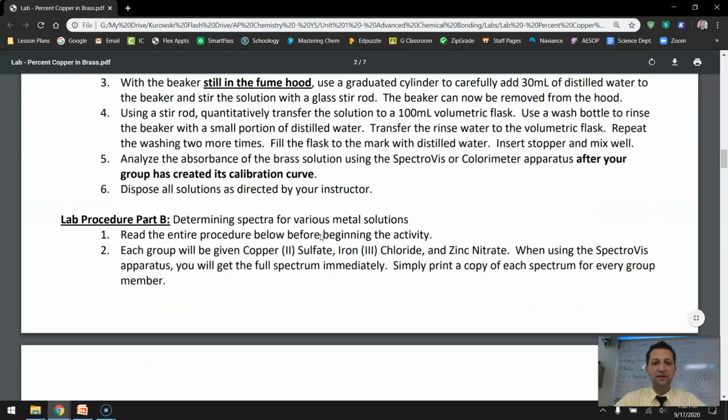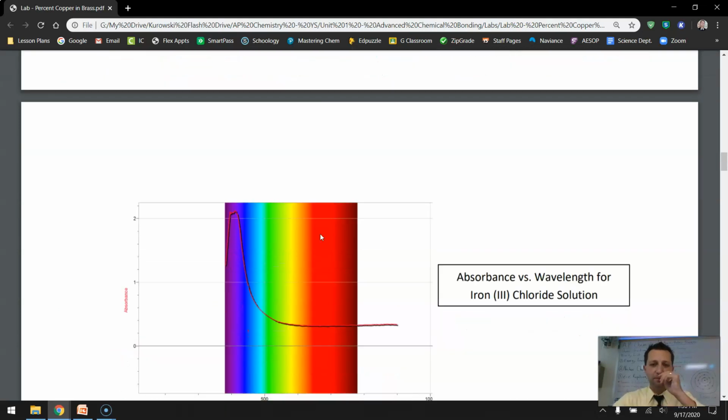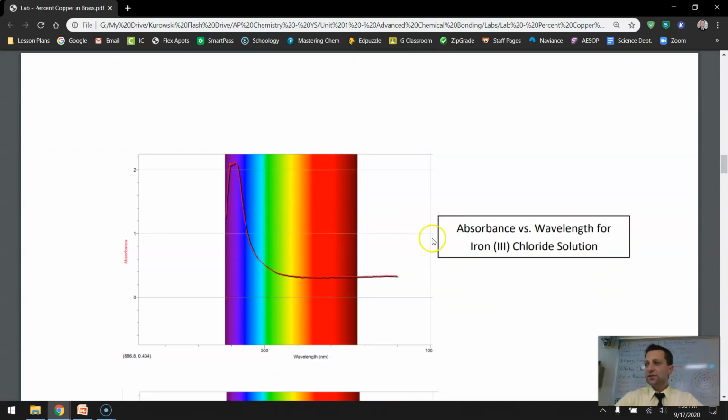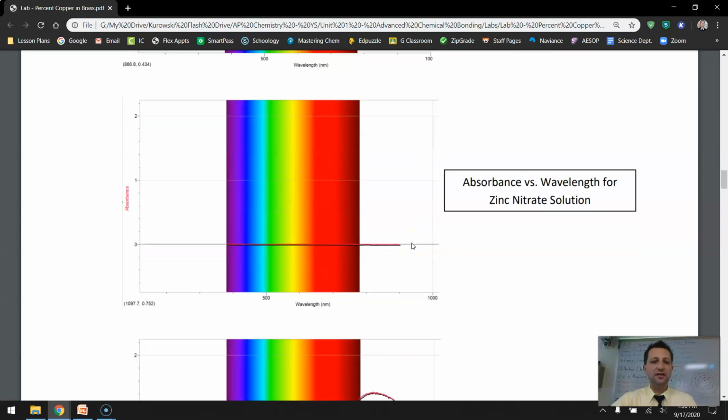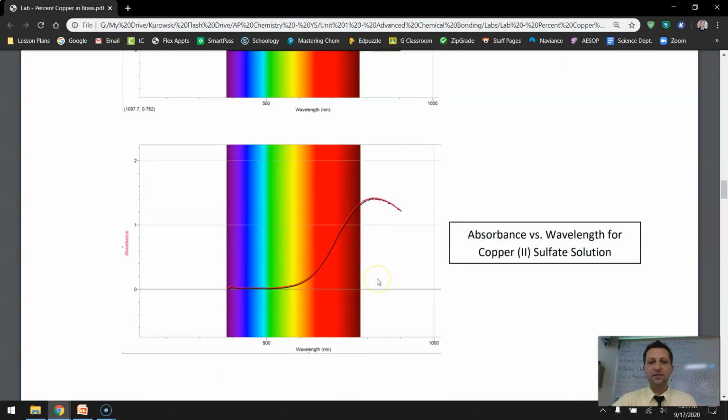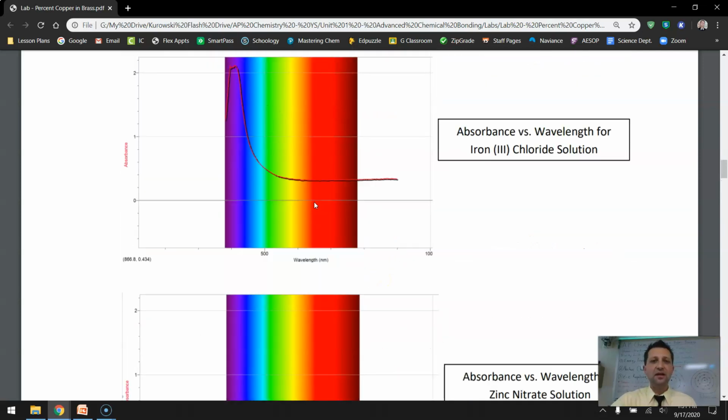Pre-lab stuff. And okay, here's part B of the lab that we didn't do, and I really never do this. I have different solutions: an iron solution, a zinc solution, and a copper solution. I popped them in the SpectroVis to see where that maximum absorbance is located. An iron chloride solution, or any iron solution, is usually pretty yellowish in color. You can see the maximum absorbance.